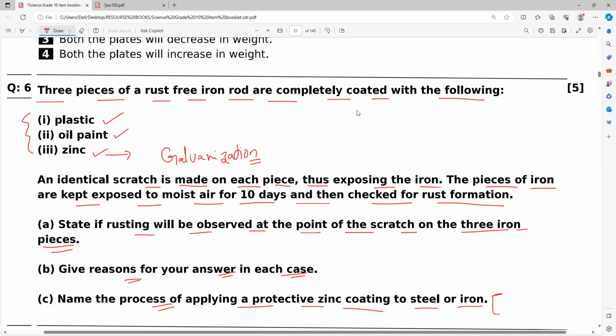So this is the process. Just now I told you. What is the process, everybody? Galvanization. So make it right, everyone. That process is called galvanization.